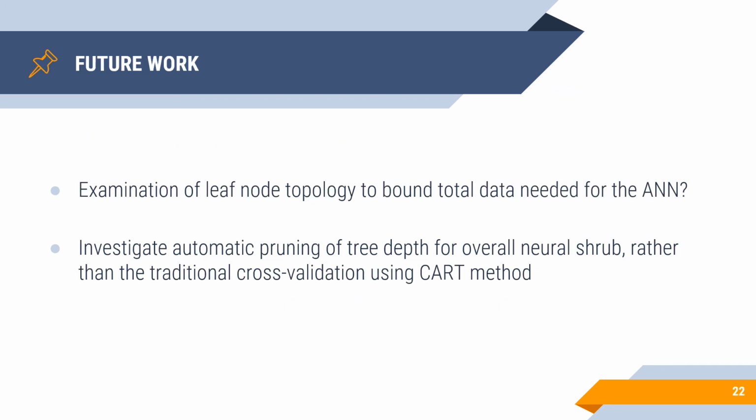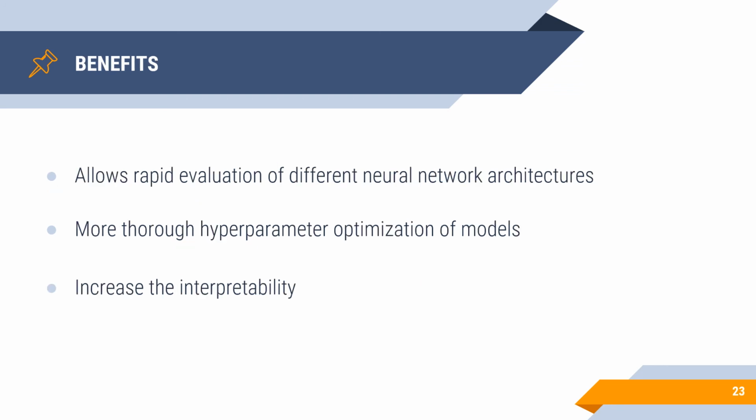Some of our future work includes examining the leaf node topology to bound the total data needed by the neural network. We also want to investigate automatic pruning of the depth of the neural shrub rather than using traditional cross-validation methods. The benefit of a neural shrub would be that it would rapidly help in evaluating neural network architectures, do more hyperparameter optimizations, and improve interpretability so that we not only know the predictions, but also know how to get them.